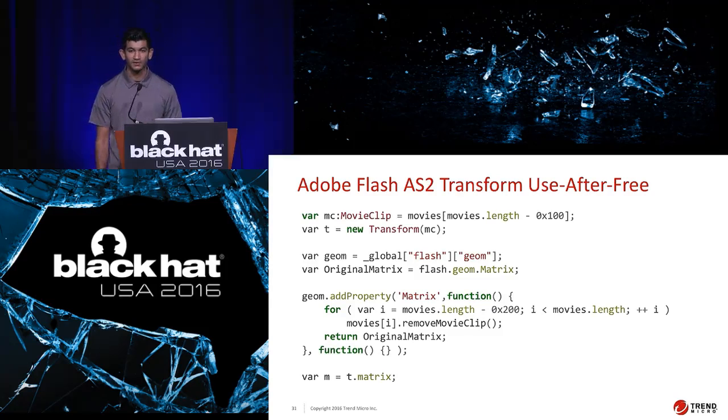The most interesting part is the third part of the proof of concept, where they're adding the property to the matrix, to the geom object. And here, in this case, they're removing the object and then just removing the movie clip and then returning the original matrix. In the actual exploit, they replace it with a custom object that they're choosing so that they can then use it in the second Flash vulnerability.